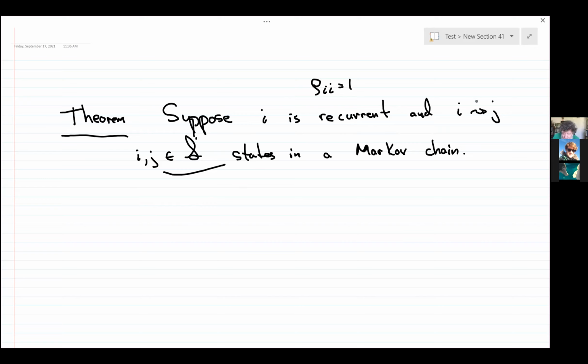Well, we have 2 ways to do that. In class, I said i leads to j means there exists a positive natural number n so that the probability of going from i to j in that amount of time is positive. So this is what this little arrow going from i to j means. And the vocabulary which we developed last time is that i leads to j. So if i is recurrent and i leads to j, the conclusion of this theorem is then j is recurrent.